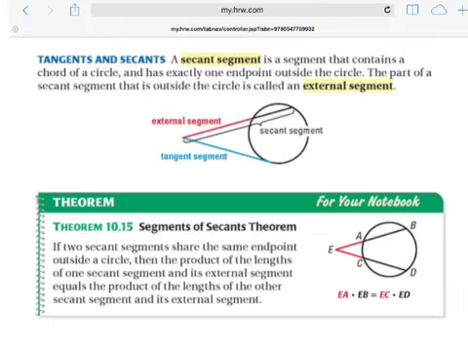All right, the next group of vocabulary and theorems, tangents and secants. This blurb here says that a secant segment, it's the whole thing, is a segment that contains a chord of the circle and has exactly one endpoint outside the circle, right there. The part of the secant segment that's outside the circle is called an external segment. Secant segment touches here and there, and the tangent segment.